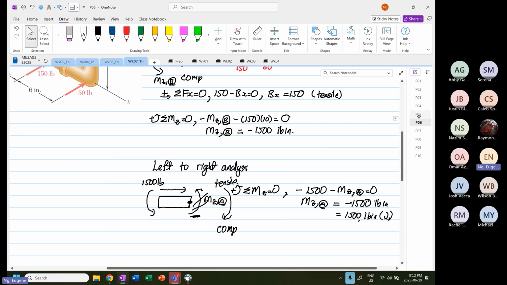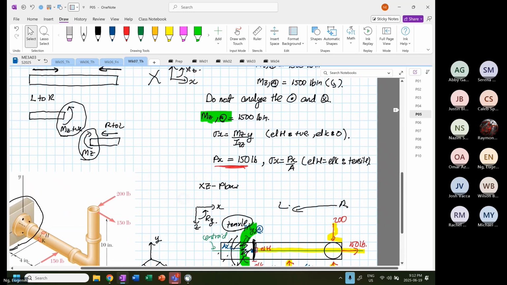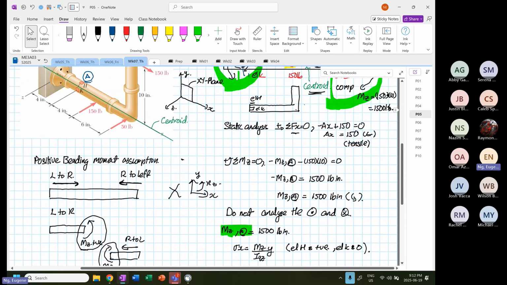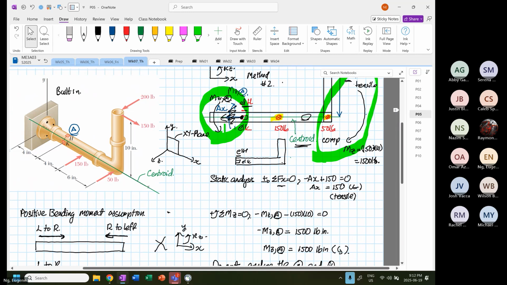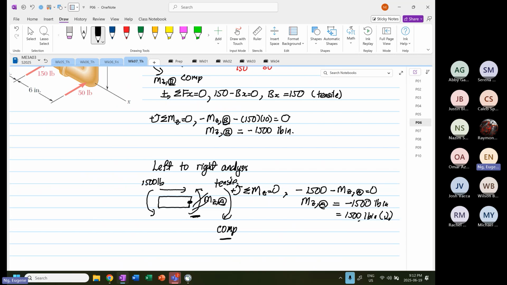If we were to look at our previous method, the below is what? In compression, the top is in tension. Exactly the same. You need to have that level of confidence when dealing with this, and this only comes by practice. I have that confidence too.